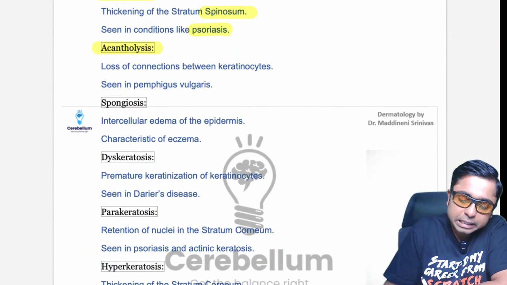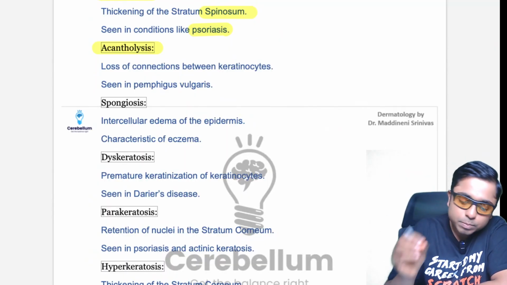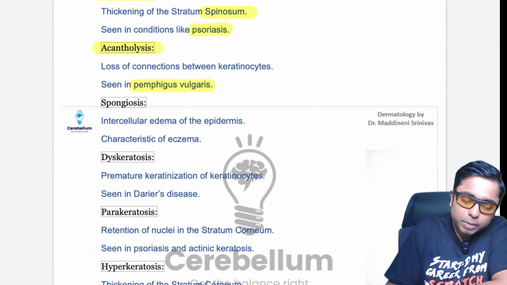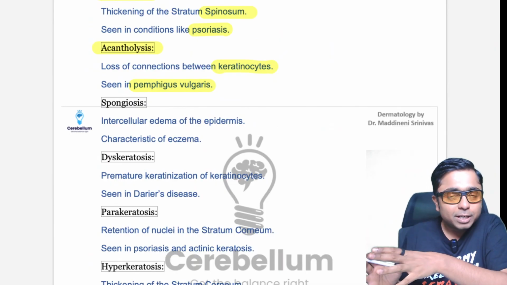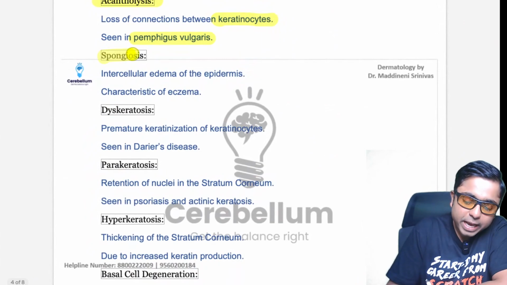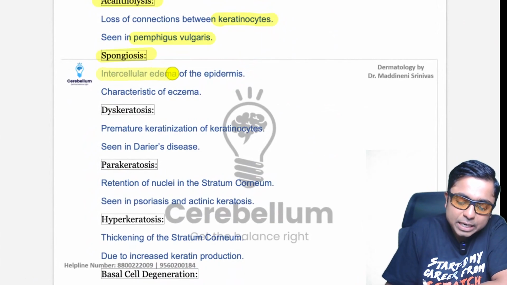And whenever there is any condition where there is damage of the desmosomes, for example in the case of pemphigus vulgaris, there is going to be loss of connection between the keratinocytes in the epidermis, and this is called acantholysis. Next we have spongiosis, which is nothing but intercellular edema.